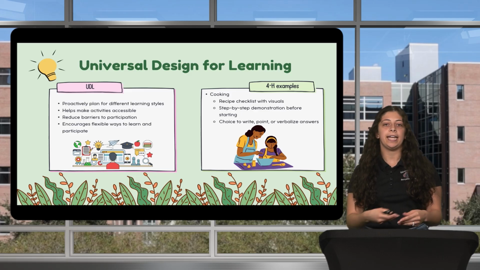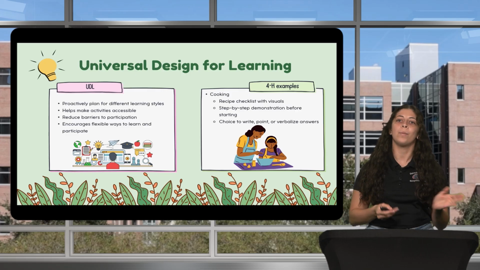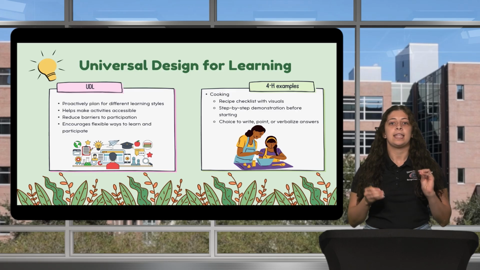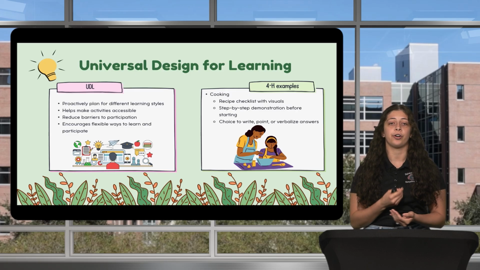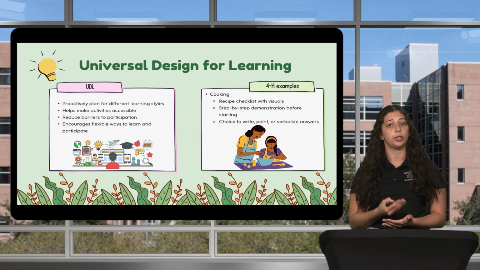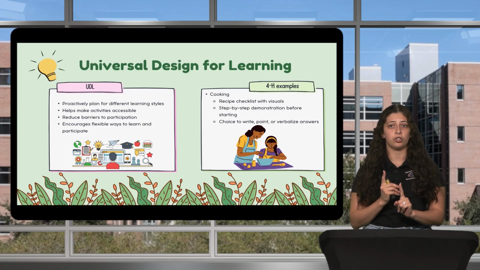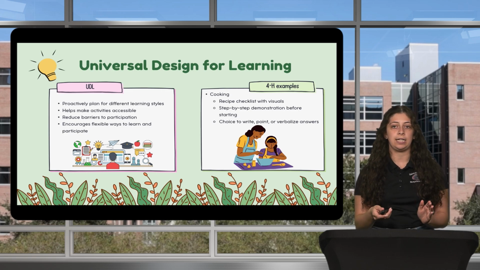For example, in a cooking activity, you might provide a recipe checklist with pictures, model each step before starting, and allow students to work in ways that fit their strengths. With this in mind, I'm going to begin going over ASD, ADHD, and learning disorders. It's important to remember that UDL strategies support all students, but understanding individual challenges helps us provide more targeted support when needed.